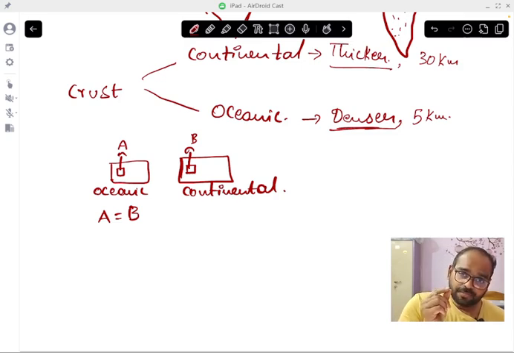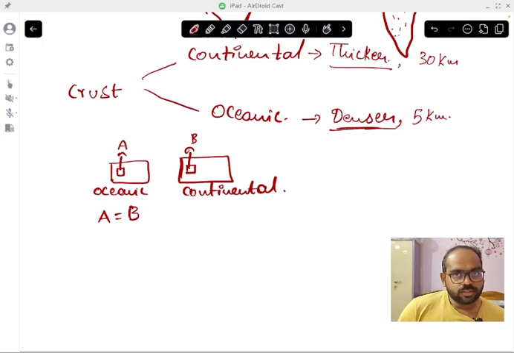Okay, the number of particles concentrated in A are much more compared to the number of particles concentrated in area B. Concentrated means present. The particles present in A are more compared to particles present in B. So on a whole, we can say that A is much denser than B.